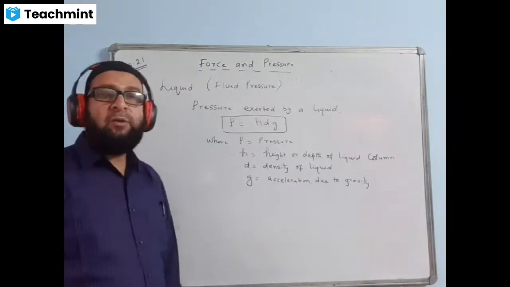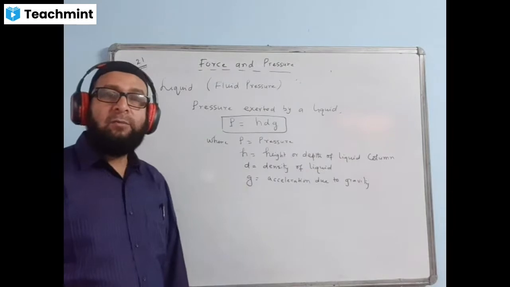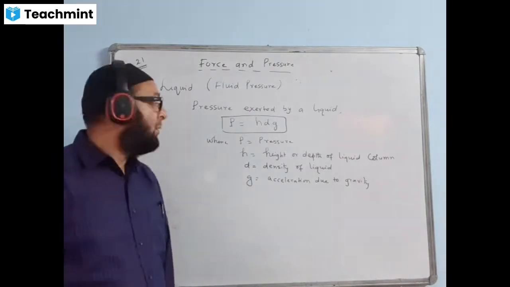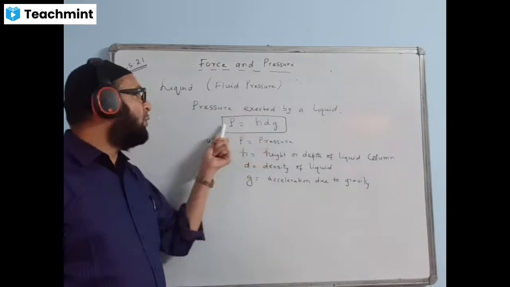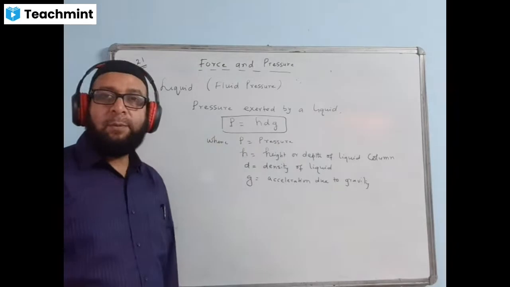More the height of the liquid column, more the pressure it will exert. Less the height of the liquid column, less the pressure it will exert. That means they are directly proportional. More the density, more the pressure; less the density, less the pressure. That is also directly proportional.